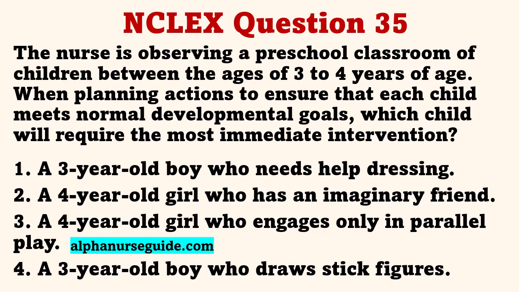The correct answer is 3. A 4-year-old girl who engages only in parallel play. At 4 years of age, children engage in pretend play. Parallel play is seen in younger children between the ages of 2 and 3 years when they play side by side with limited interaction. The other behaviors are developmentally appropriate. The nurse will plan interventions to ensure that all the children meet developmental goals, but the 4-year-old child engaging only in parallel play will require the most immediate intervention.